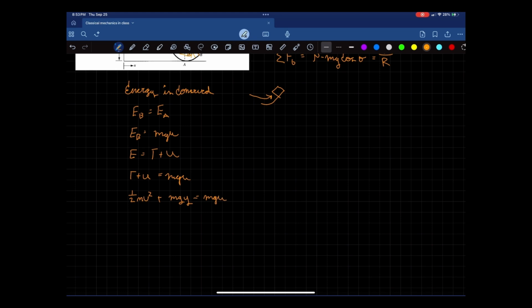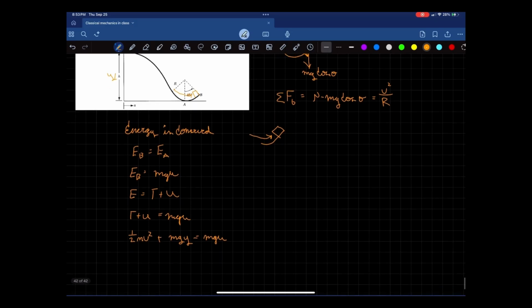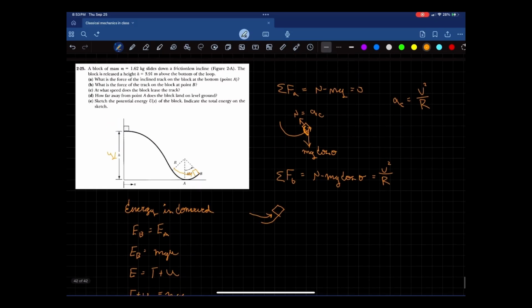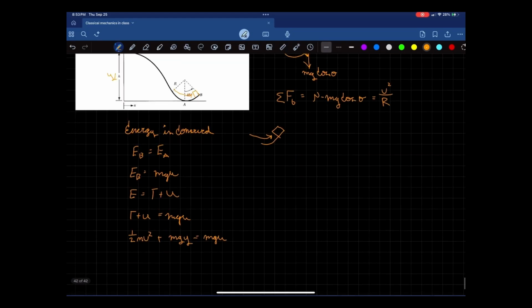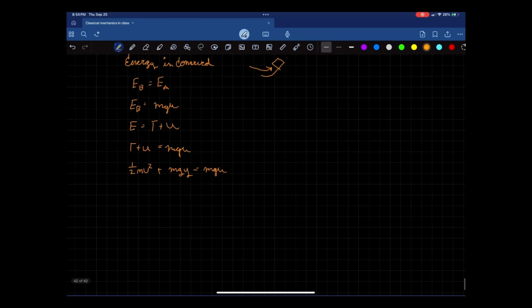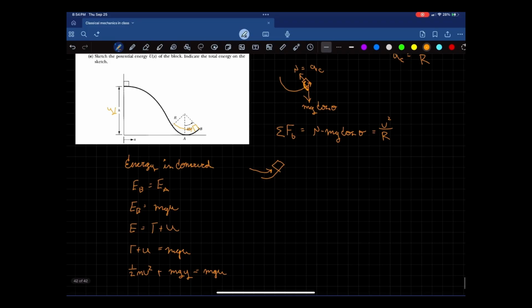So pretty much from here we can solve a lot of things. What is it asking for us again? Yes, at what speed does the block leave the track? Okay, so pretty much we just solve for here.